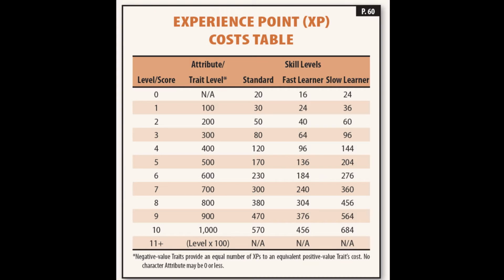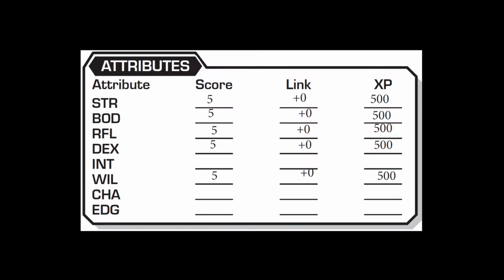As you can see, having a 0 score in an attribute doesn't cost any XP. Having a score of 1 in an attribute costs 100 XP. A score of 2, 200, and so on. Let's say we put 500 XP into Strength, Bod, Reflex, Dex, and Will. Don't worry about the other ones for now.